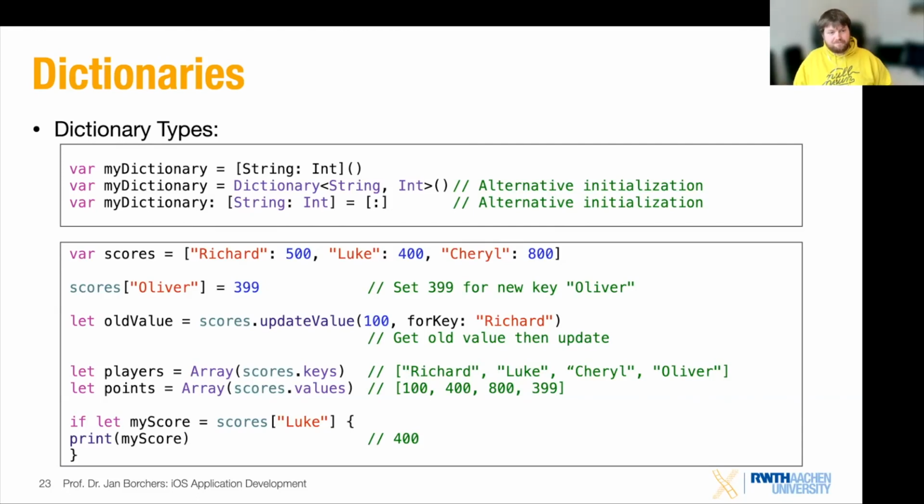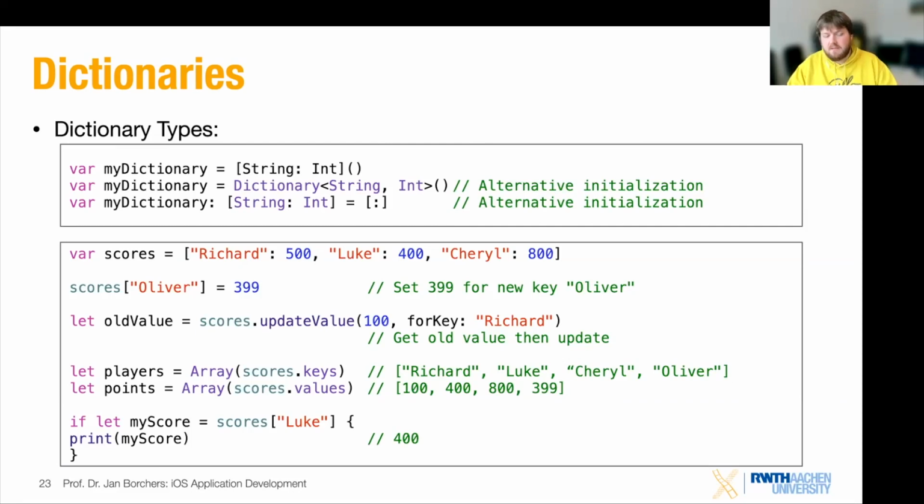And if I want to add a new key and assign a new value to that, I'm just calling the scores with a new key in square brackets and assign a new value to that. So in the second line here in our examples, we're creating a new key Oliver and assigning the score 399 to that key.